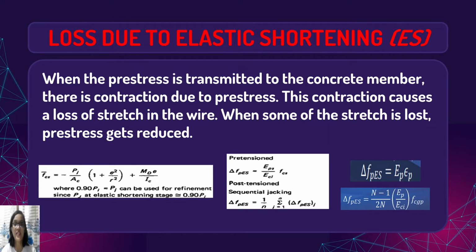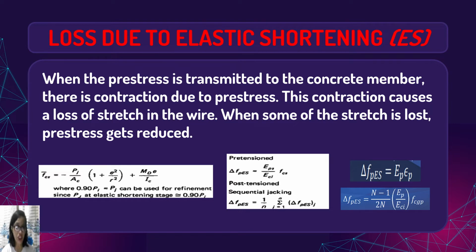When the pre-stress is transmitted to the concrete member, there is contraction due to pre-stress. This contraction causes a loss of stretch in the wire. When some of the stretch is lost, pre-stress gets reduced. And if there's only one strand or tendon, there is no elastic shortening loss. But for multiple tendons, the tendon stressed early in the sequence will suffer the losses, and the first tendon stressed will suffer the most, while the last has zero loss.